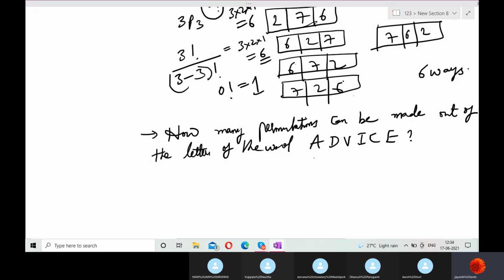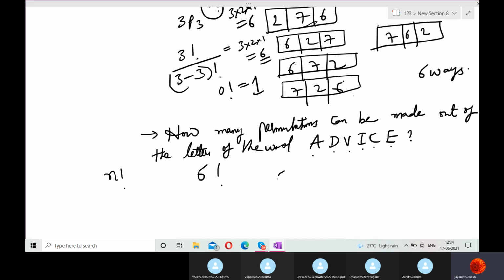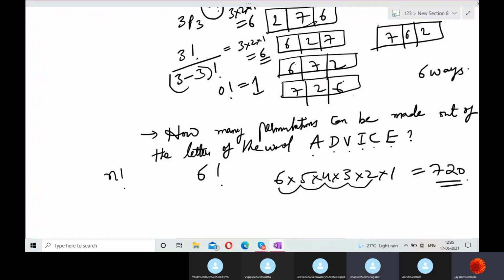Very simple. How many numbers? 1, 2, 3, 4, 5, 6. 6 factorial ways. N factorial. Correct? 6 into 5 into 4 into 3 into 2 into 1. Let us check. 6 fives are 30. 30 times 4 is 120. 120 times 3 is 360. 360 times 2 is 720. The answer is 720. All of you got it? Yes, sir. All of you got 720? Yeah, it is correct.